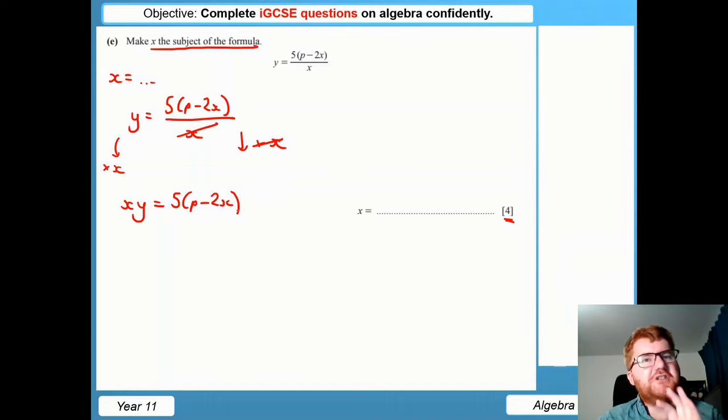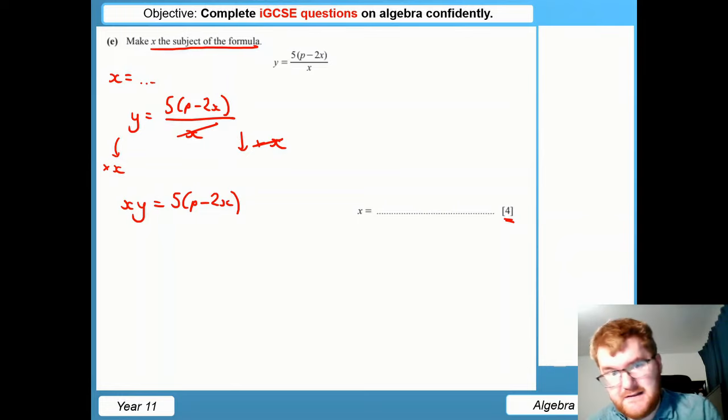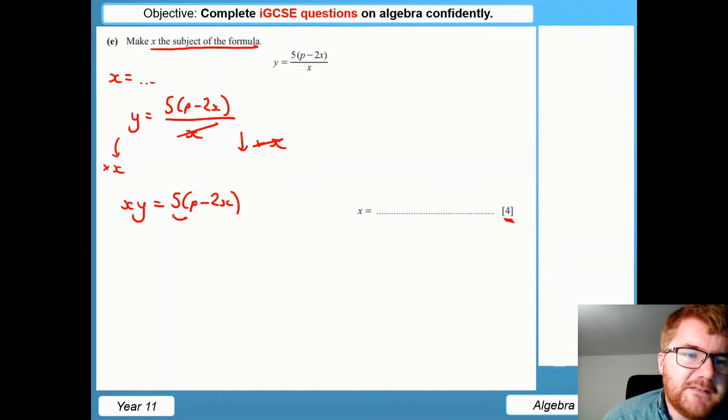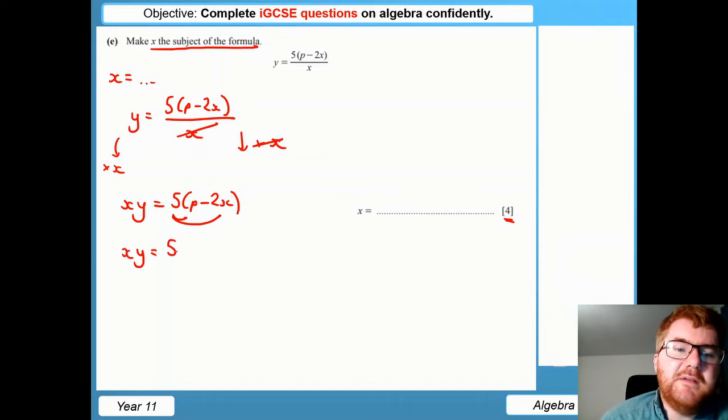Now the general strategy with these kind of questions with lots of x's in the question is to get everything with x on the left hand side and everything else on the right hand side. So you're going to see that in the next couple of steps here. First of all, we're going to expand the bracket using the hook. That then gives us 5 times p is 5p. 5 times minus 2x is minus 10x.